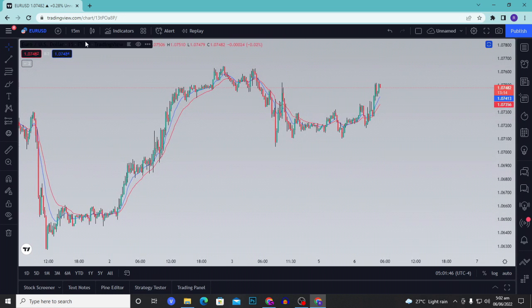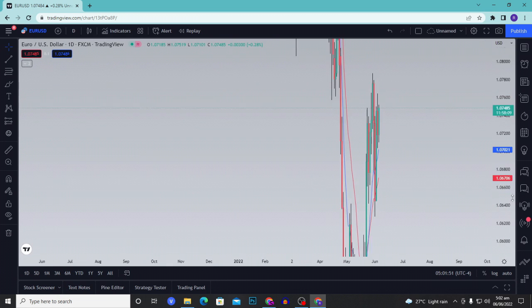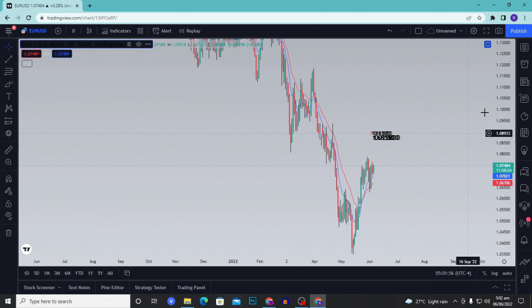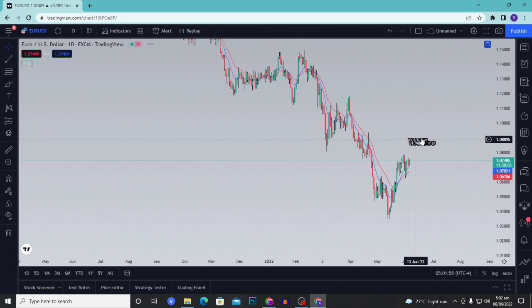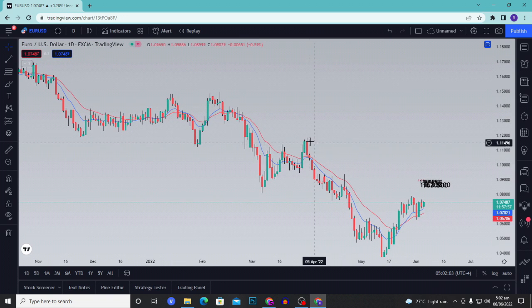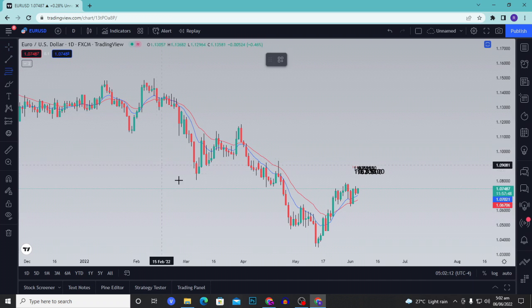Let's switch to the daily time frame. We're on Euro USD. So let's say we're looking for a trade. And since price is coming down, let's say we draw a fib. This doesn't have anything to do with the strategy that I use. I'm just giving an example.